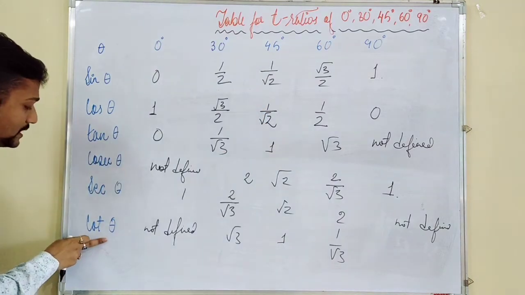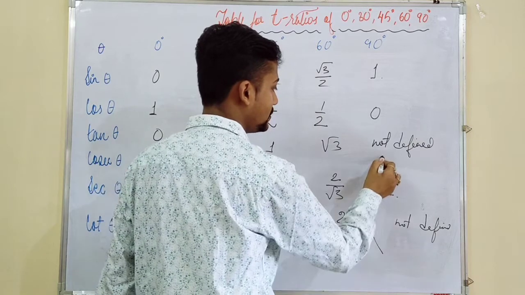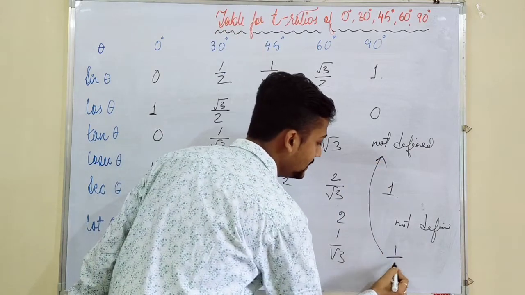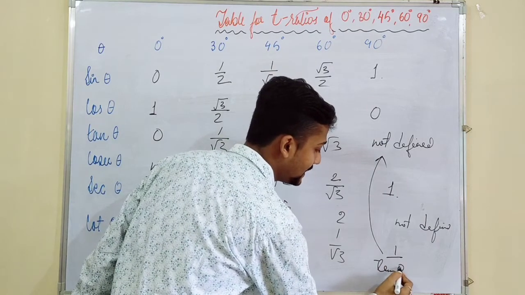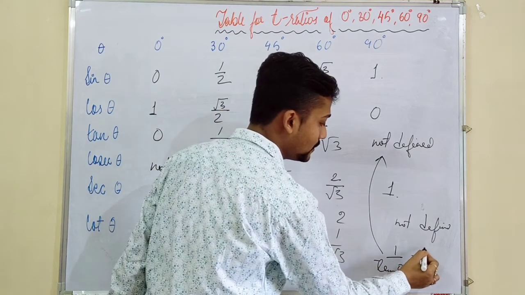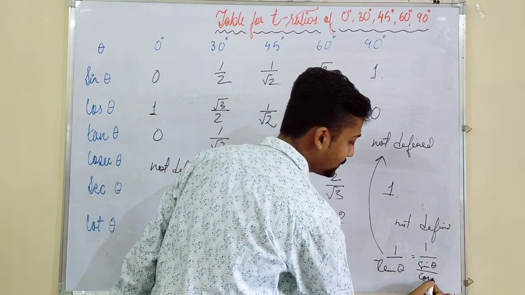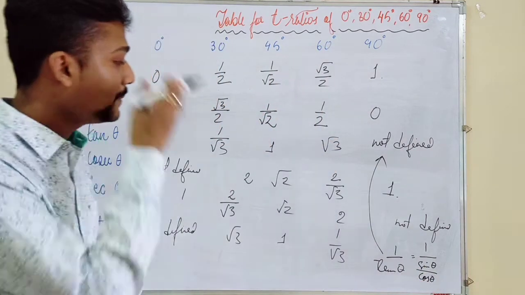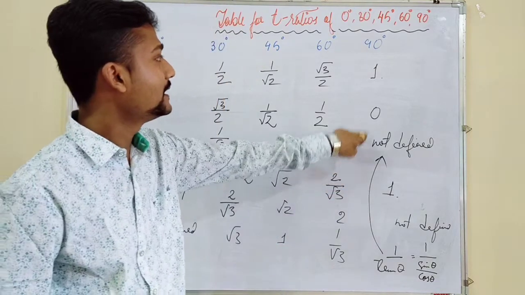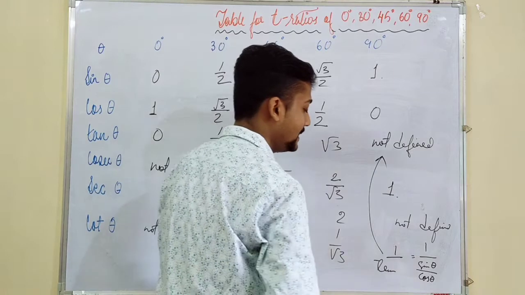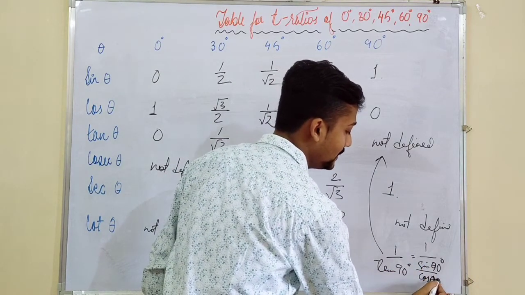Then the last one, you see, cot theta. That means cot 90 degree is equal to 1 by tan 90. Isn't it? 1 by tan theta is equal to how much? 1 by sin theta by cos theta. Isn't it? 1 by tan 90 degree. Theta is how much here? It will be 90. This one will be 90 degree.